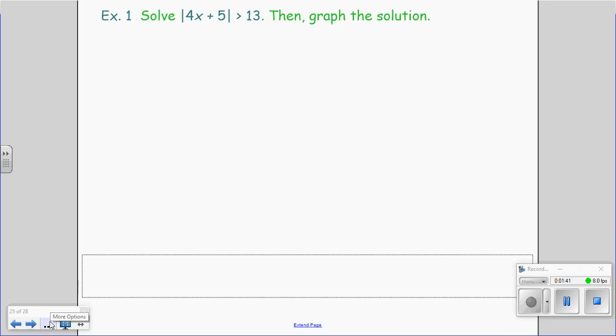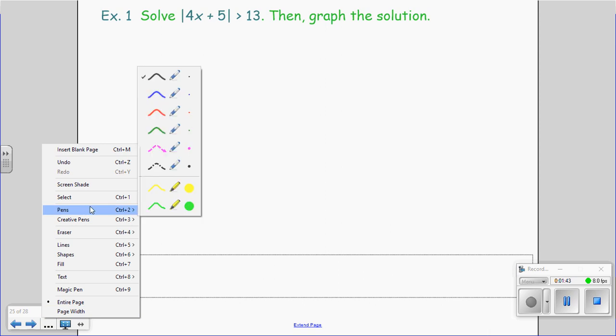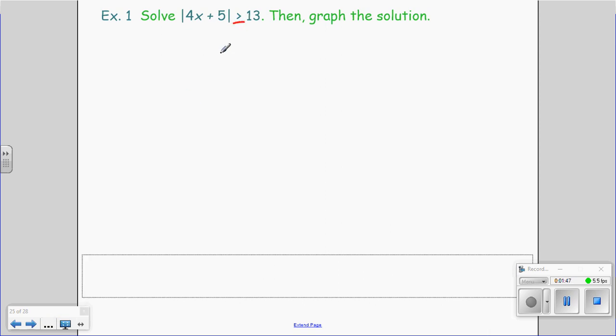So for this one, what inequality do we have? We have a greater than sign. I shouldn't have put that there, but it's a greater than sign. So that means it's or. So we're going to write 4x plus 5 is less than negative 13, or 4x plus 5 is greater than positive 13.